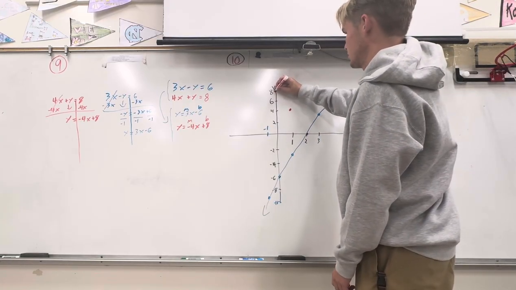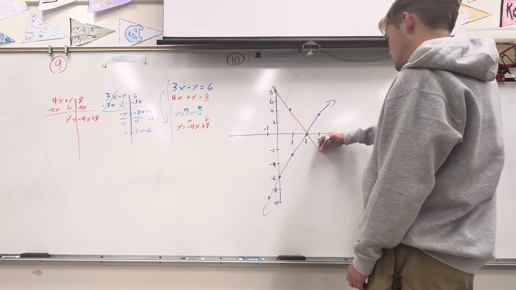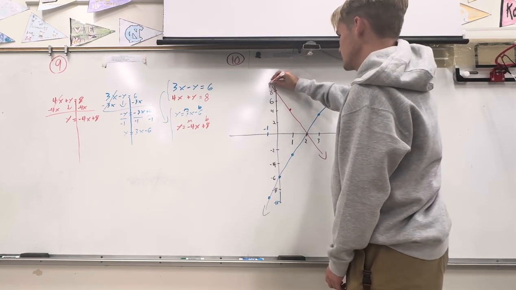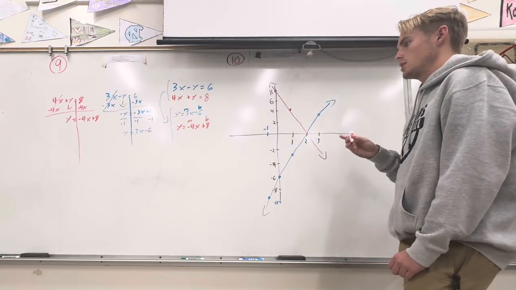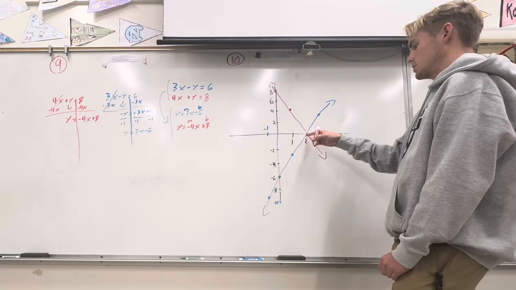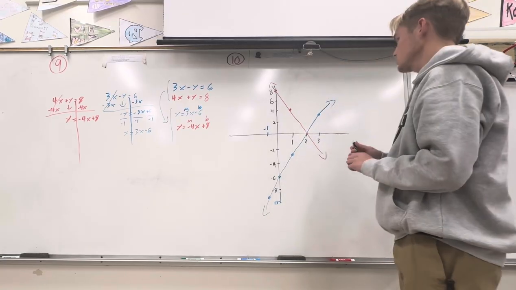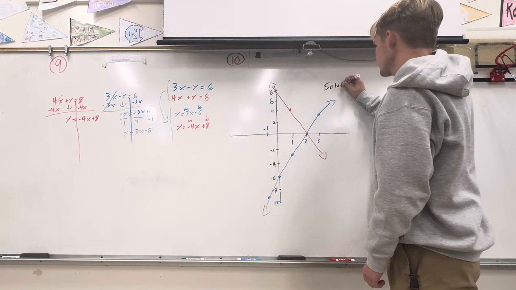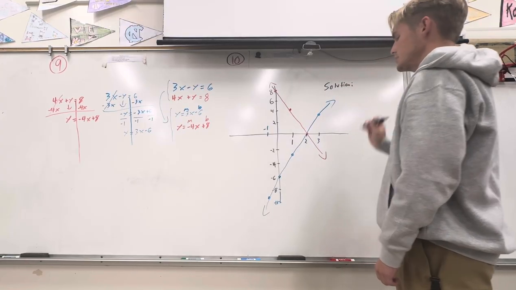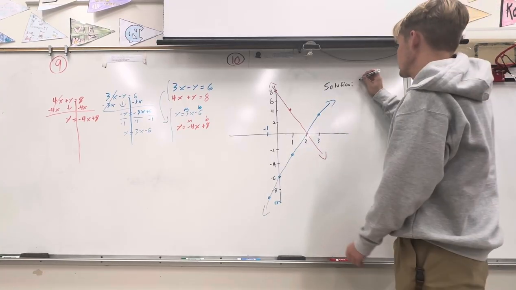So if you were to draw our line through, we can see that these two lines, the red and the blue equation, they both share this point in common at 2, 0. So our solution in this case is going to be at the point where the two graphs intersect, which is at 2, 0.